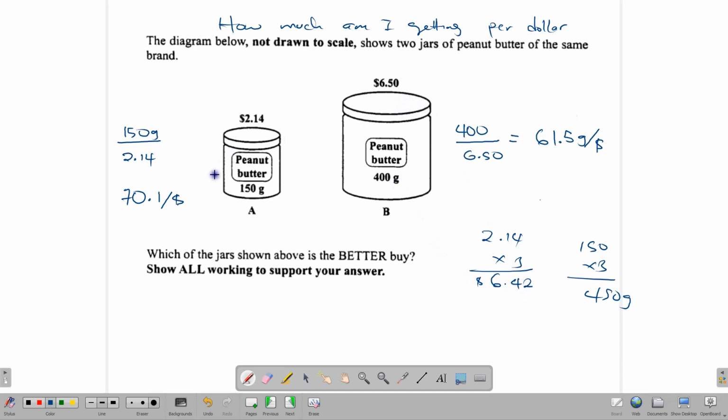So the idea here, to keep it very, very simple, is that you want to compare how much am I getting per dollar spent. And when you do that division, for the smaller peanut butter, you're getting 70.1 grams per dollar. And when you do the other one, you're getting 61.5. So the better deal in this case has to be buying the small one. Buy the 150 gram because you're getting more peanut butter per dollar. It gives more PB per dollar. And so this would be the better deal.